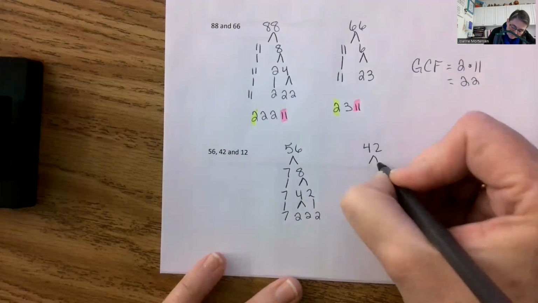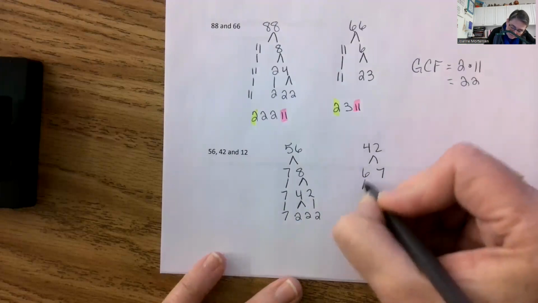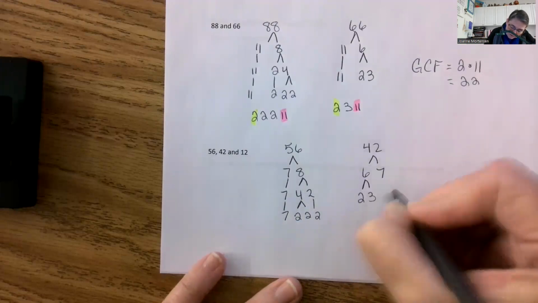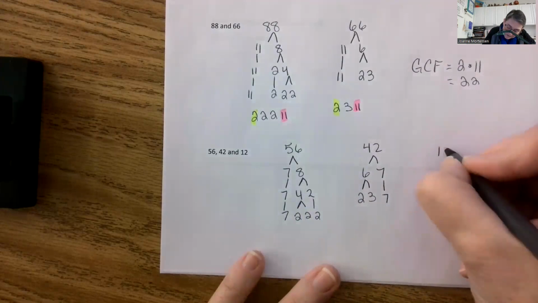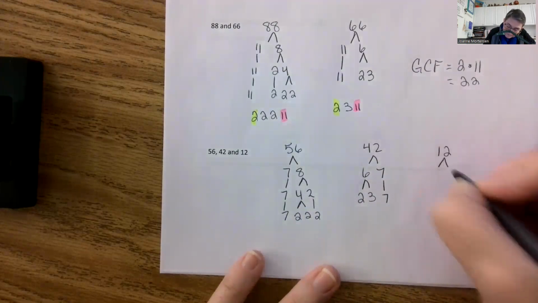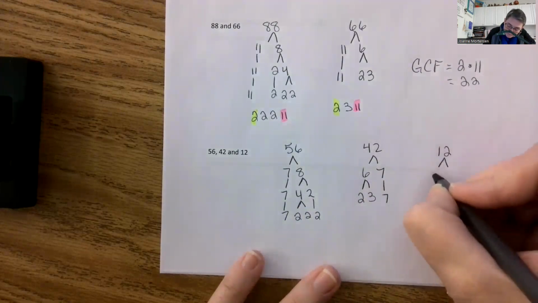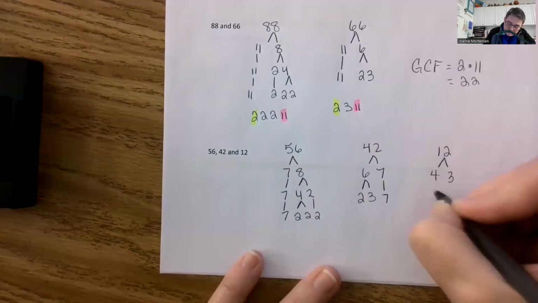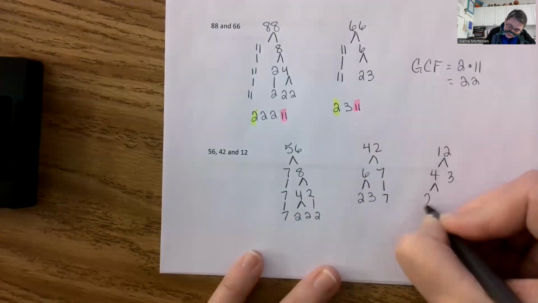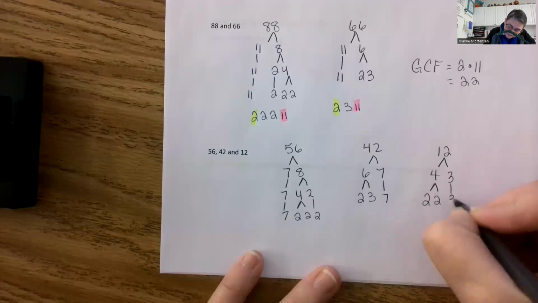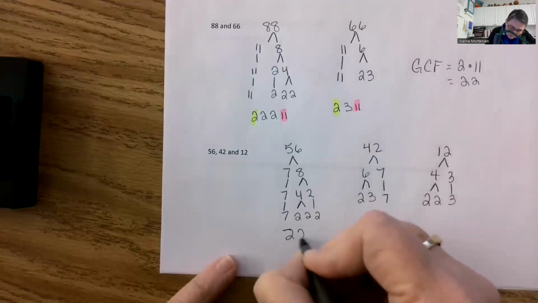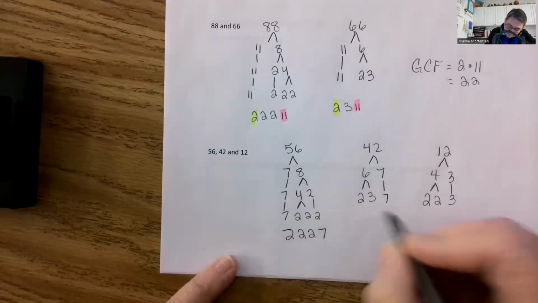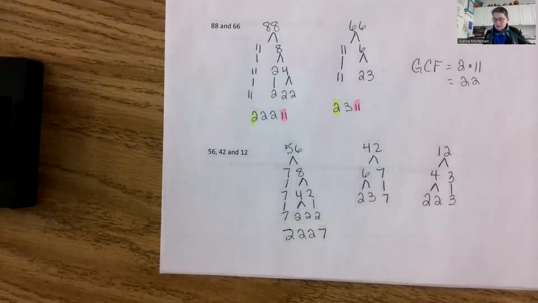42 is 6 times 7, so 2 times 3 times 7. And yes, we're going to do 12. 12 is 4 times 3. Almost had a brain fart there. 2 times 2 times 3. All right, I'm just going to rewrite this one: 2, 2, 2, 7. These guys are already in order.